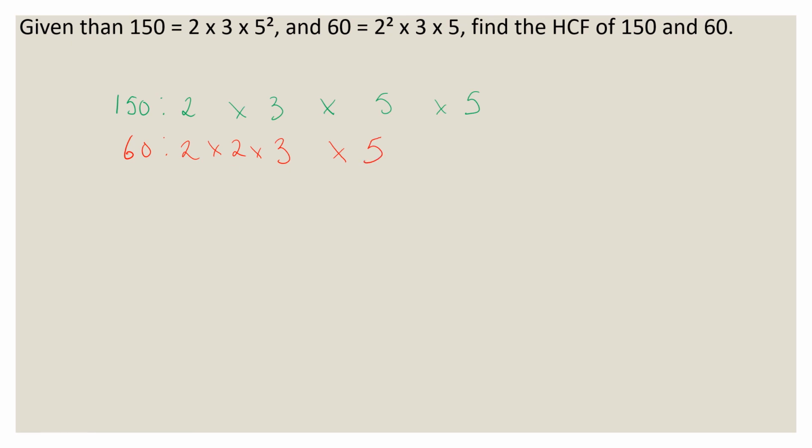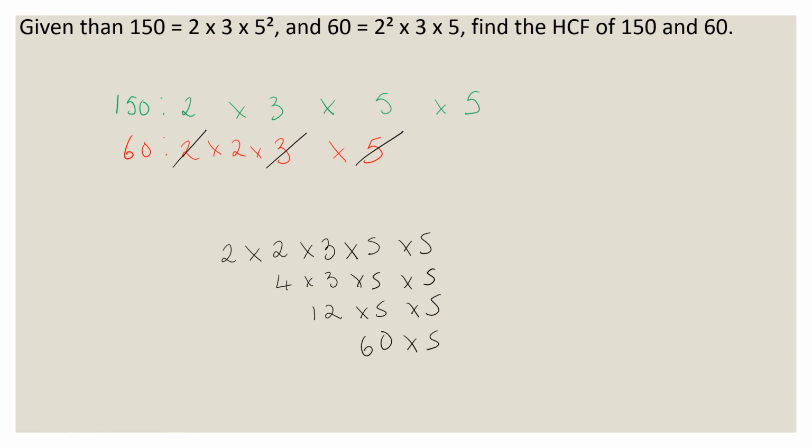Then let's cross out those duplicates, so we don't need 2 of those, 2 of those, or 2 of those. So that's going to give us 2 times 2 times 3 times 5 times 5. So 2 times 2 is 4. 4 times 3 is 12. 12 times 5 is 60. And 60 times 5 is 300.